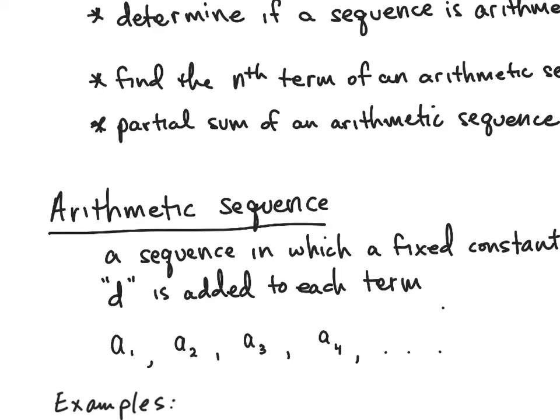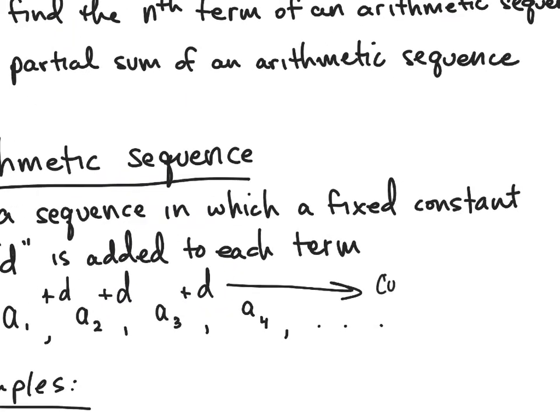So here you can see I've just generally written four general terms: first term, second term, third term. And what we'd be doing is adding a particular number d to that first term to get the second term. Once we had the second term, we would add that same number d to get the third term, and once we had the third term, we would add that same value d to get to the fourth term. So that d here is what's referred to as a common difference.